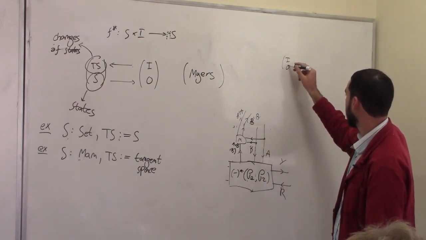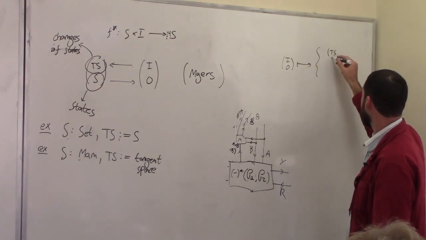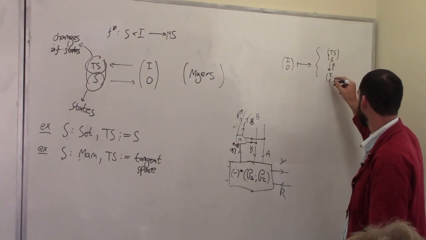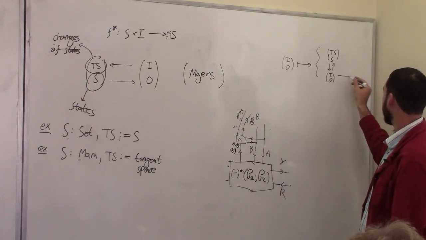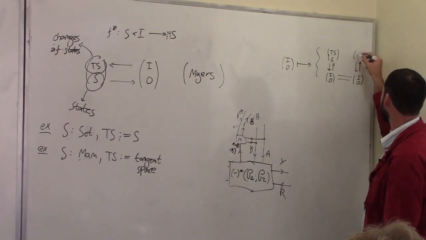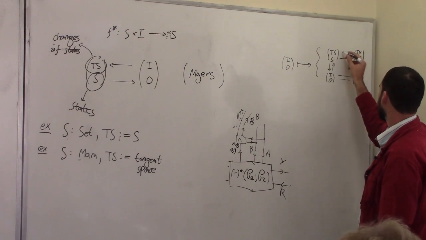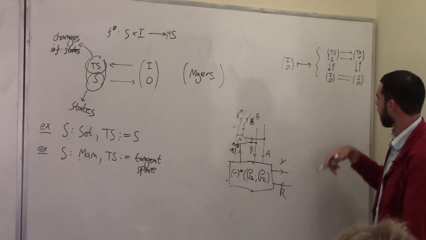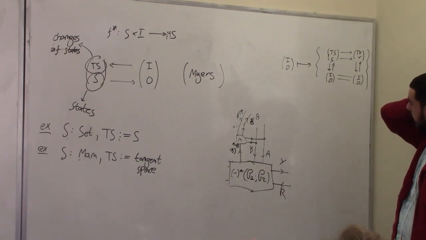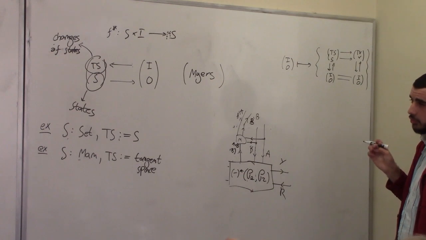Now, if you give me an object, I'm going to give you a category of systems over it with that interface, whose maps are given by squares like this of a certain shape. And okay, so this is what I want to do for games.